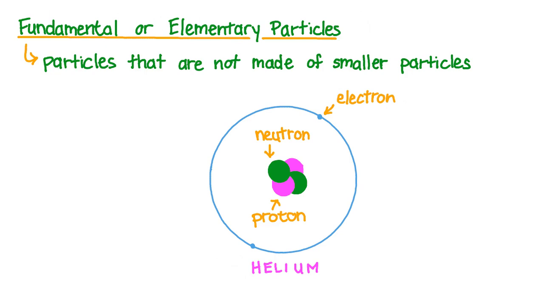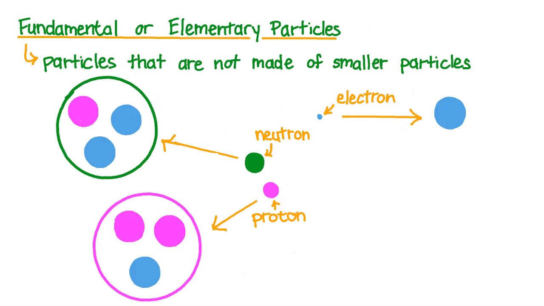You might have thought that the proton, neutron, and electron are all fundamental particles. While that's true for the electron, the neutron and proton are not. If we could zoom in on these 3 particles and take a look at them somehow, we would see that the proton and neutron are each made of 3 smaller particles. These smaller fundamental particles that make up the proton and neutron are called quarks.